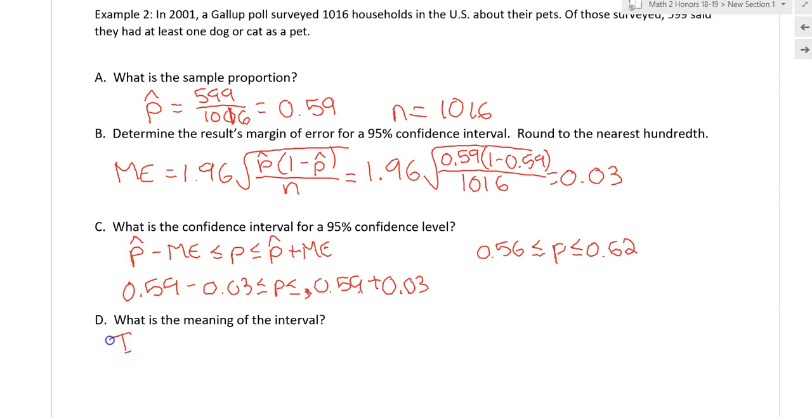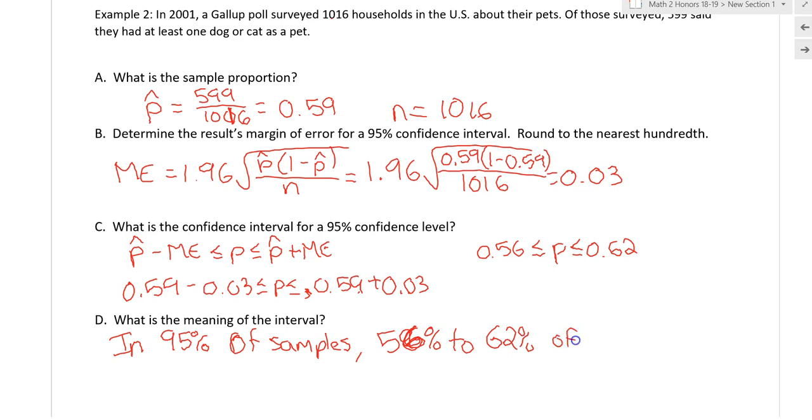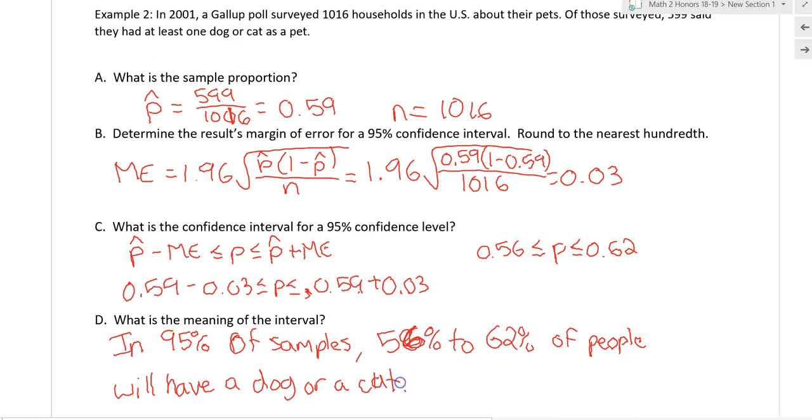What is the meaning? In 95% of samples, 56% to 62% of people will have a dog or a cat.